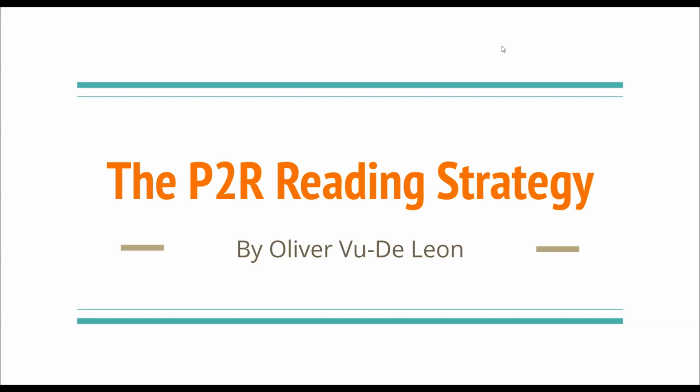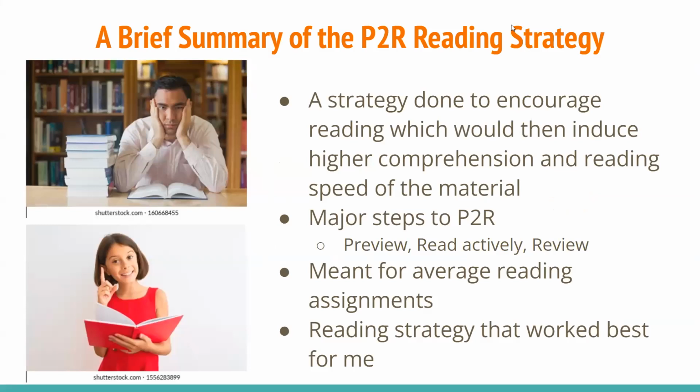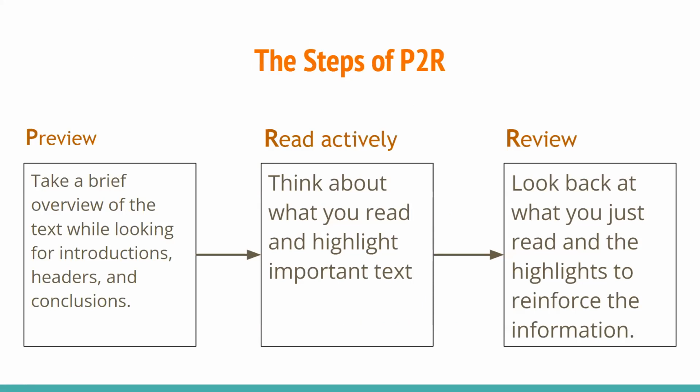In order to talk about the P2R reading strategy, we first have to know what a reading strategy is. A reading strategy is one that is done to encourage reading, which would then induce a higher comprehension and reading speed of the material. Three of the major steps to P2R are the preview, the read actively portion, and the review portion. This reading strategy is meant for average reading assignments, such as chapters within a textbook or short stories. I found that this was the reading strategy that worked best for me.